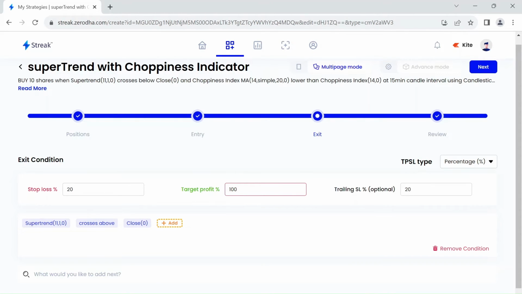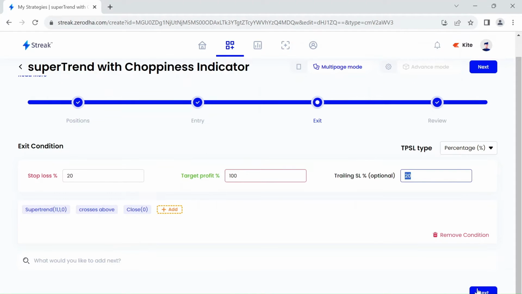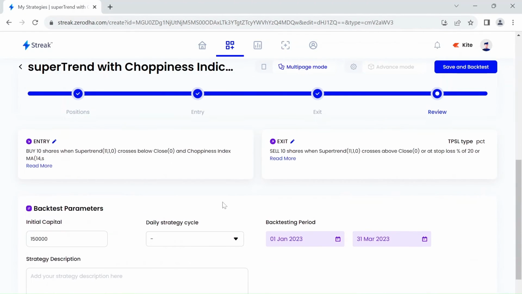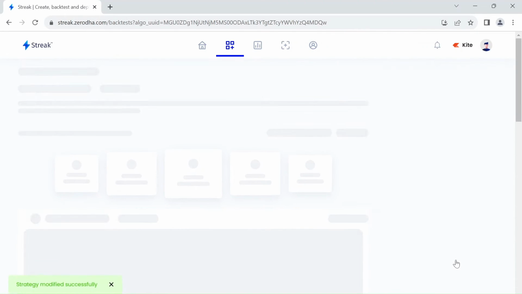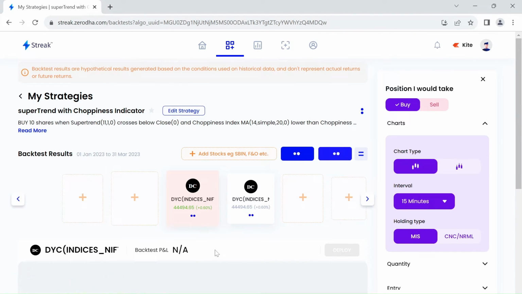Or when the trade makes a loss of 20, we will exit the trade. Or when the target is 100, we will keep the trailing SL 20, and whenever this trailing SL hits, then we will exit the trade, either these conditions or this condition. Okay, this is the entire strategy, and the backtesting period I'm keeping as January 1st to March 31st 2023, and save and backtest. So it will show us the results now for this period.